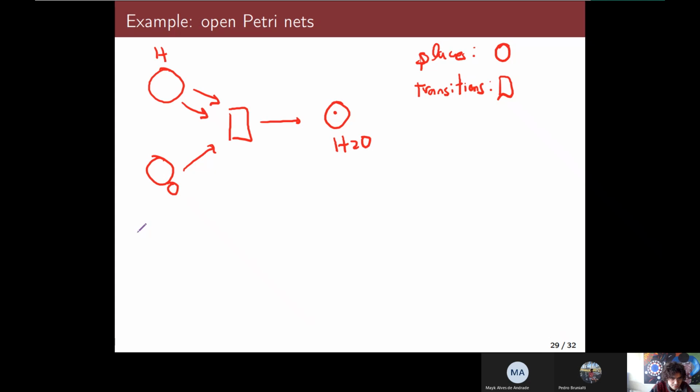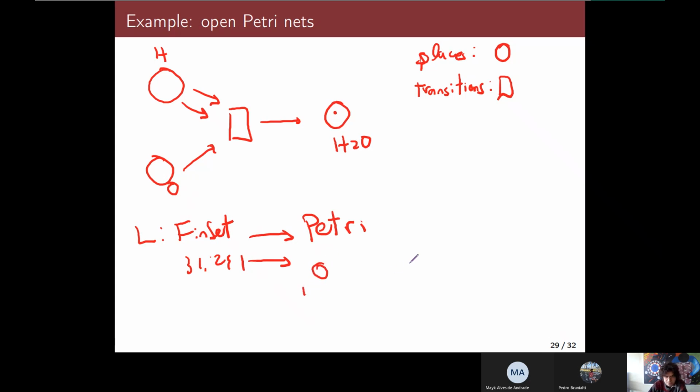using structure cospans for this functor sending a finite set to the category of Petri nets. And this will again send the same thing. We send this finite set, we send 1, 2, to the Petri net with this state, but no transitions.